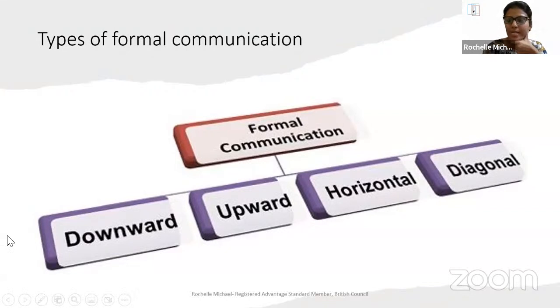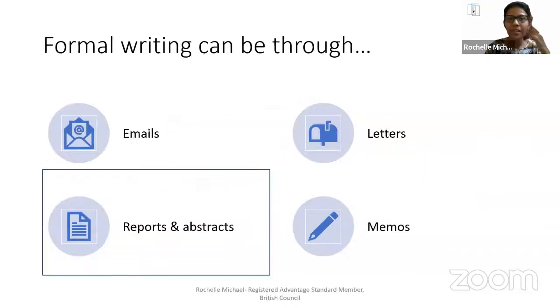So now that we know these are some types of formal communication, we do have to go through each of them at some point in our life. So formal writing. Some of you already told me what kind of writing is available. One is through emails, one could be through letters, and some of us write reports and abstracts.